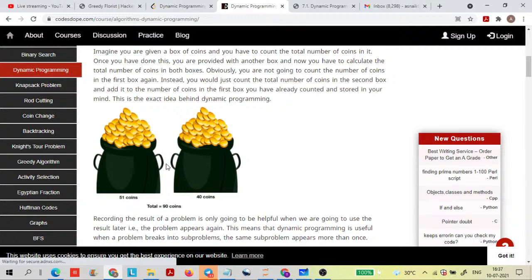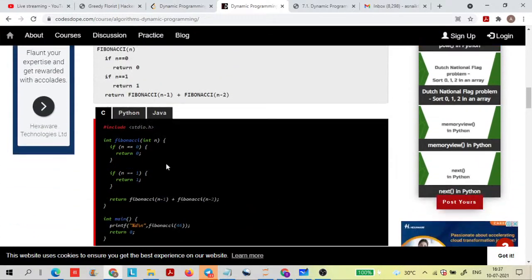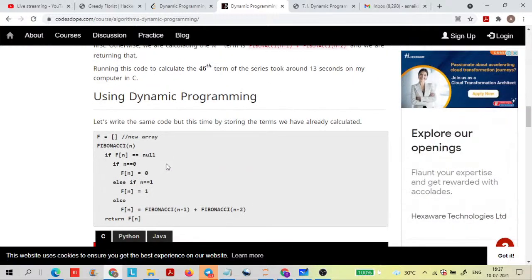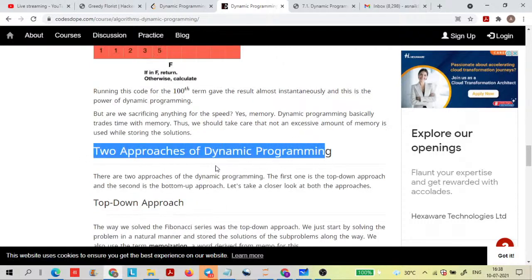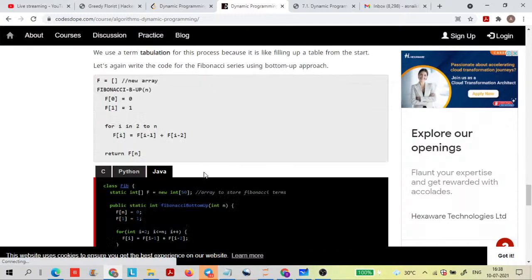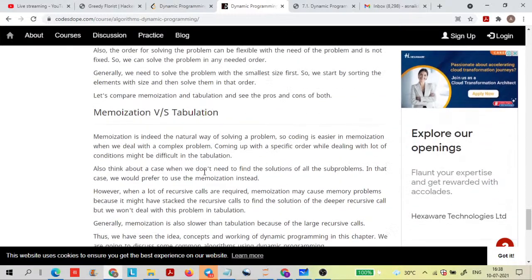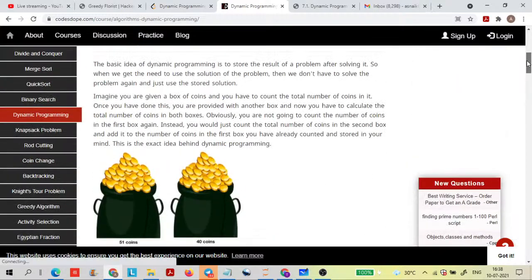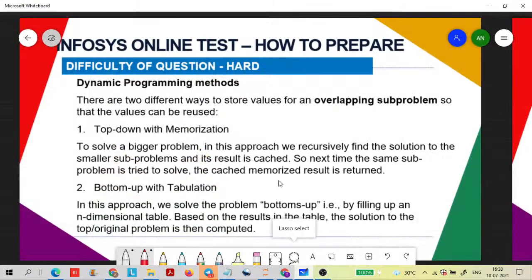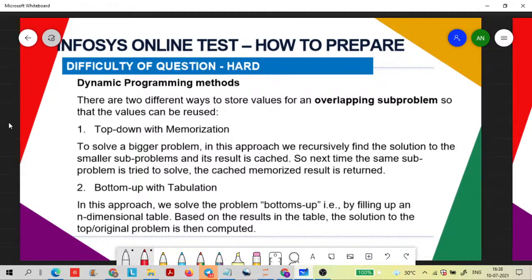So here you can understand the concept of dynamic programming. You can practice some programs. Okay, that is codesdope.com, where you can understand the 2 approaches of dynamic programming: top down approach and bottom up approach. Okay, then memoization, tabulation method and all. So you can refer to these concepts. Even various other algorithms and dynamic programming concepts, and here the greedy algorithm is mentioned and all. So this is about the different types of patterns.